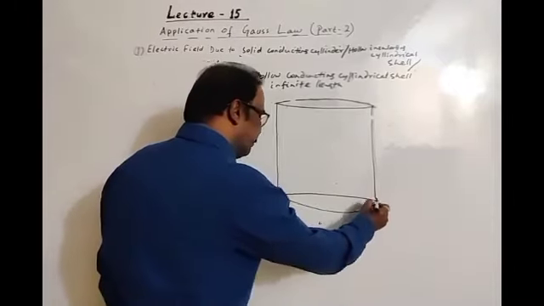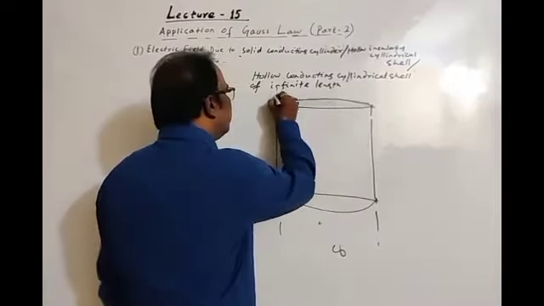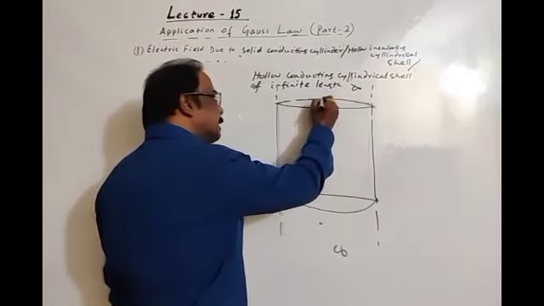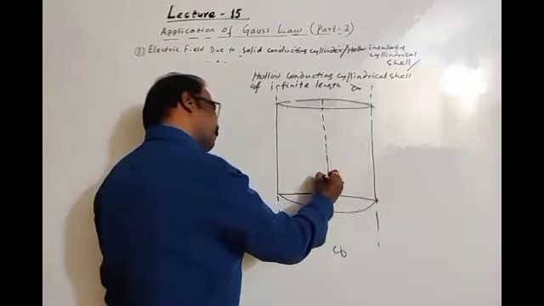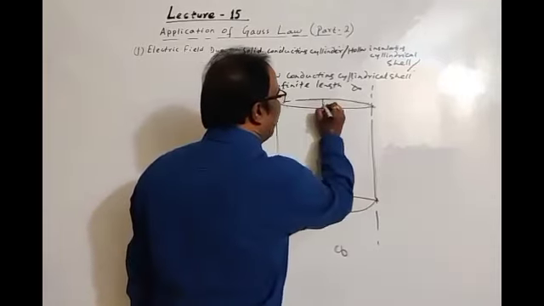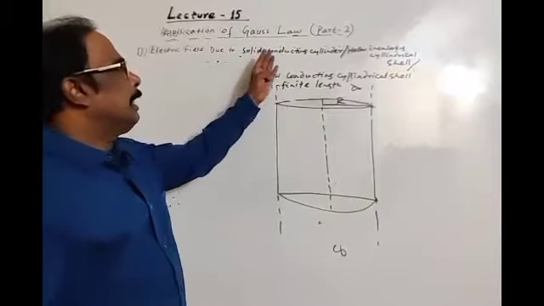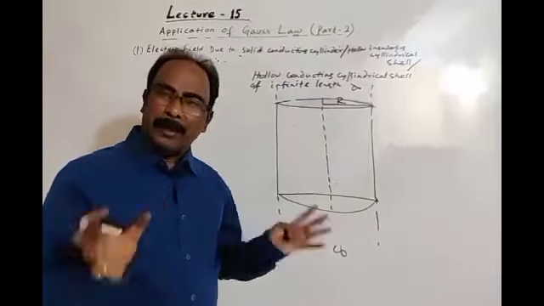Length is infinite, up to infinite. The upward length is also up to infinite. So this is the axis of the cylinder. The radius of the cylinder is R. This is a solid conducting cylinder which is charged.